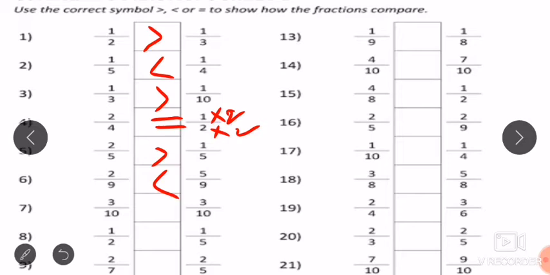Now 3 by 10, 3 by 10, you will put equal to. 1 by 2 and 1 by 5. Now which is greater? Again an example of unit fraction. So 1 by 2 is greater here. Come to the next, 2 by 7 and 2 by 5. Now how will you find it out? 2 by 7 and 2 by 5.